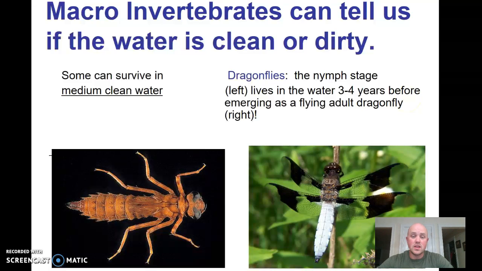The nymph stage on the left side of the picture lives in the water 3 to 4 years before emerging as a flying adult dragonfly on the right. They only live for a year. Just like as soon as the frost hits, they're all gone. They can't live through the frost times.